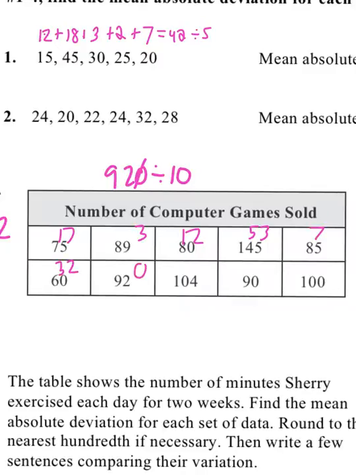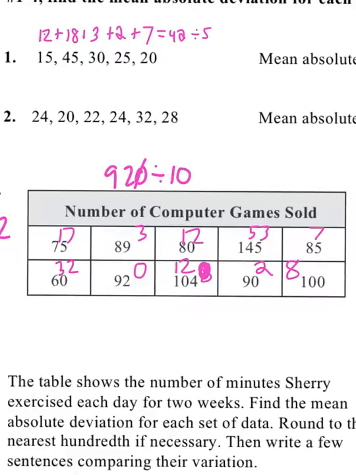92 minus 92 is 0. Or I'm sorry, 104 minus 92 is 12. 92 minus 90 is 2. And 100 minus 92 is 8.